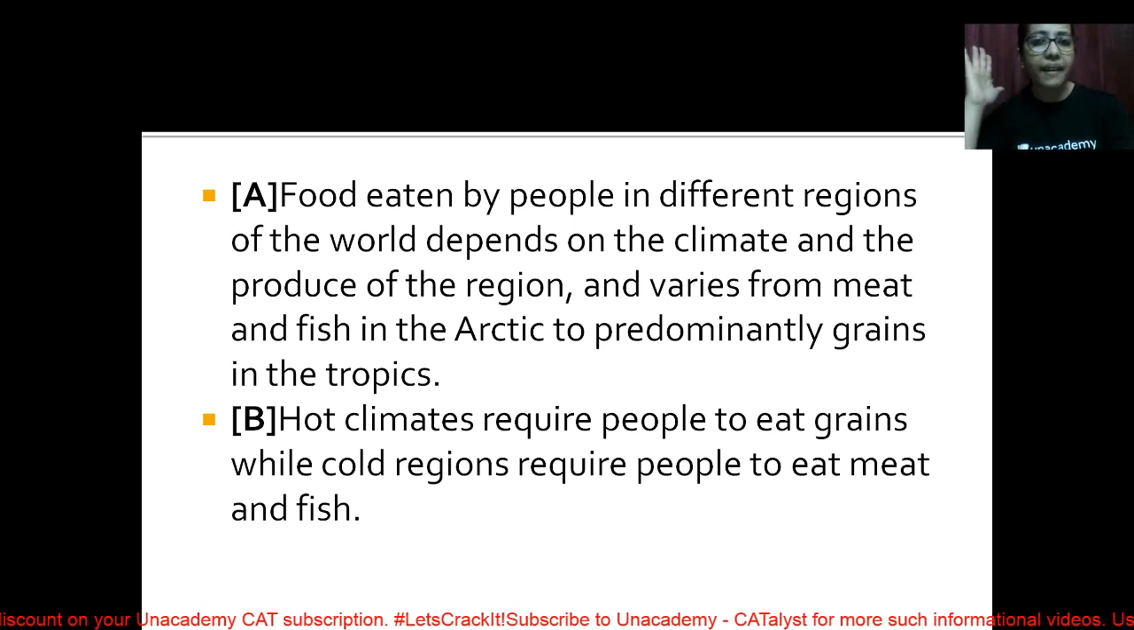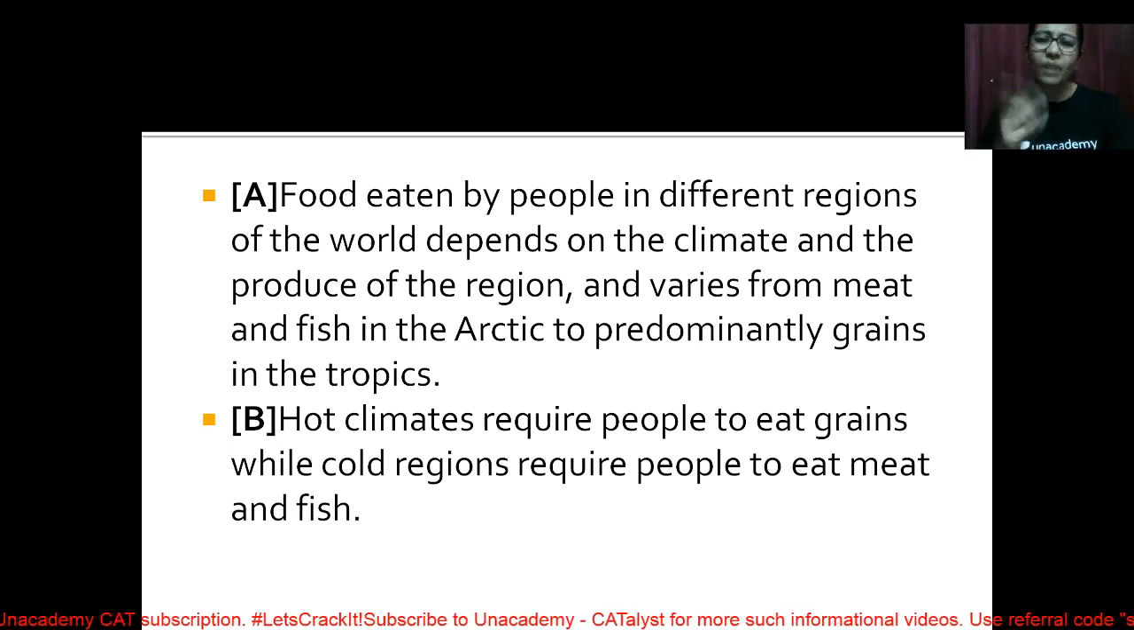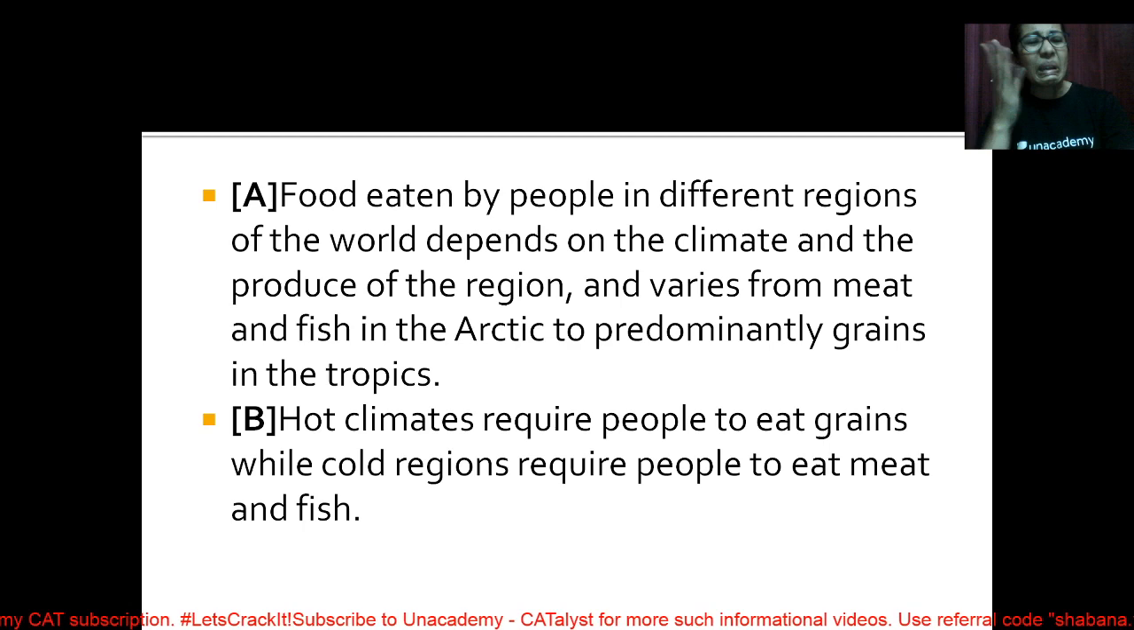Tropics mein India aa gaya. Right? So A seems like complete. Number B. B to waise bhi dekhne se hi ganda lag raha hai mujhe. Incomplete sir.